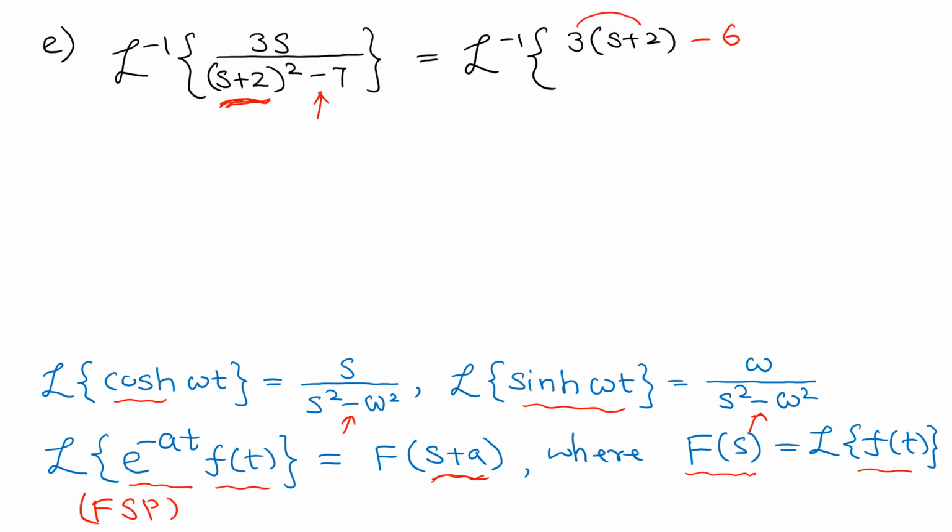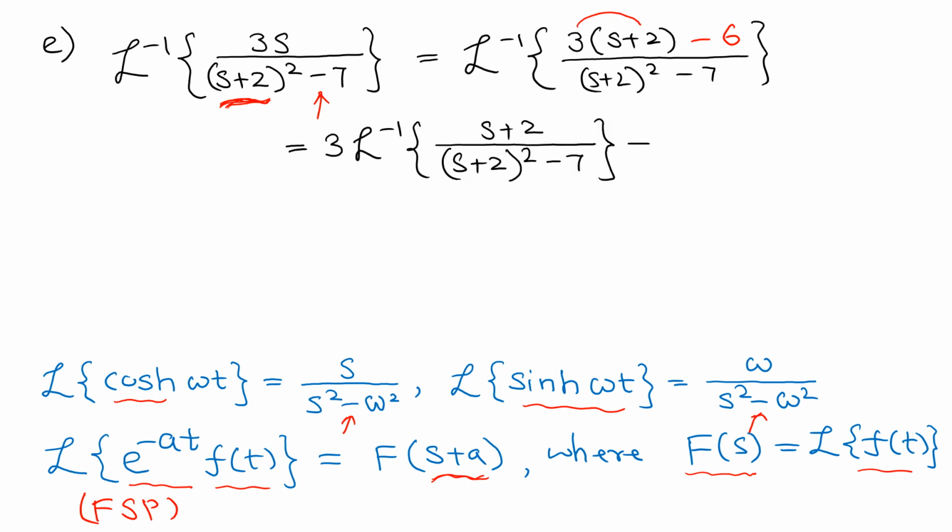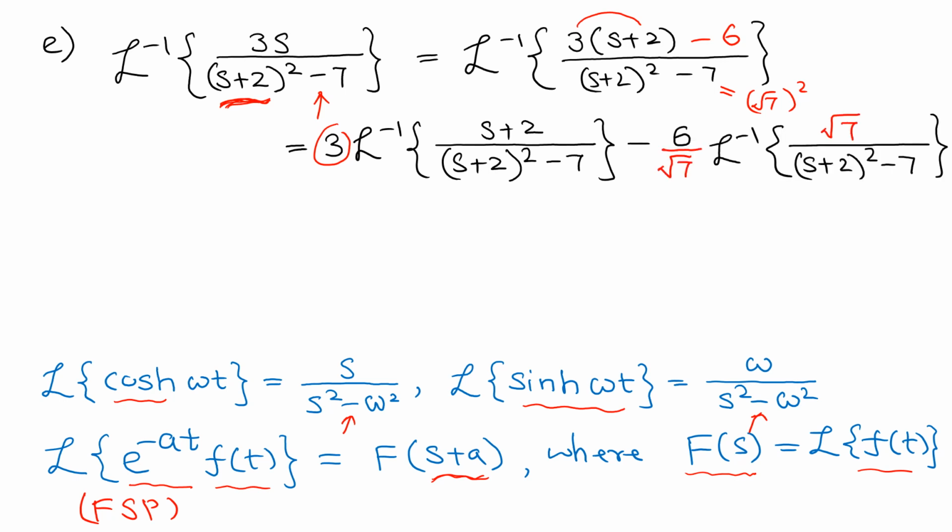Now you can see it's matched with what we had earlier, and then divided by the same term, s plus 2 squared minus 7. Now, as before, we're going to split them into 2. So we can write it like this now. We pull 3 out of the first term, and for the second term, you can see that the 7 means square root 7 squared. So we need that term in the numerator. So we pull 6 out and put the square root 7 in. We multiply and divide by square root 7 so that they cancel.